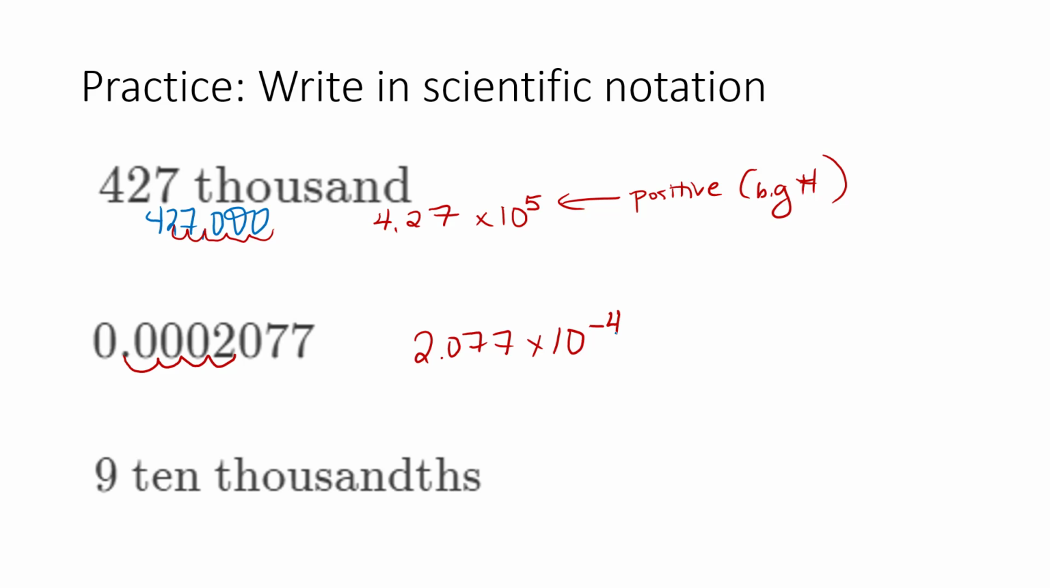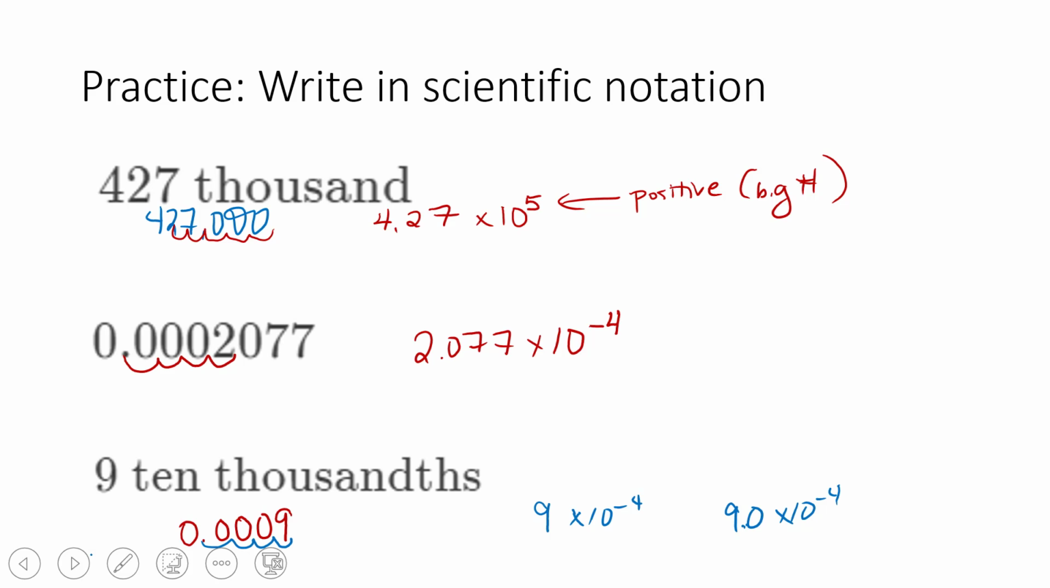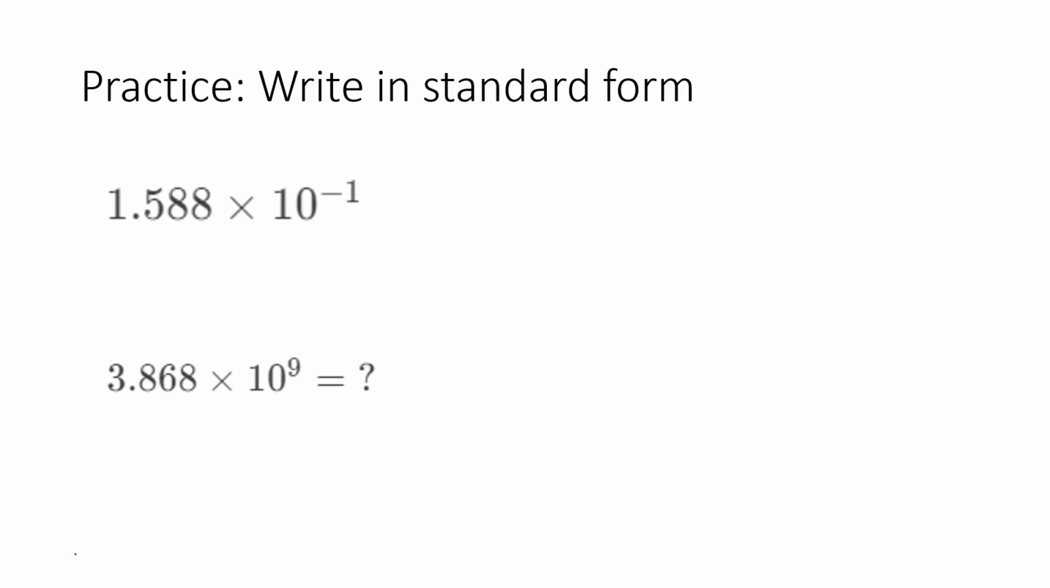9 10,000ths. So I have to remember my place value here. Tenths, hundredths, thousandths. There's the 9 in the 10,000ths place. So I'm going to count my decimal places. This is also 9 times 10 to the -4. Or you could write it as 9.0 times 10 to the -4. Of course, that implies 2 different levels of significant digits, so it would matter in science, but for now we don't have an application.